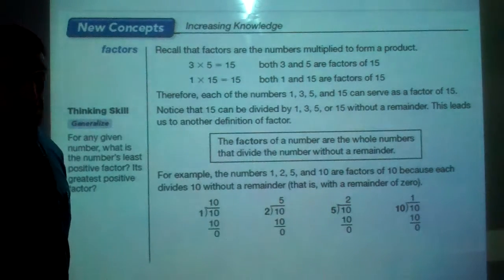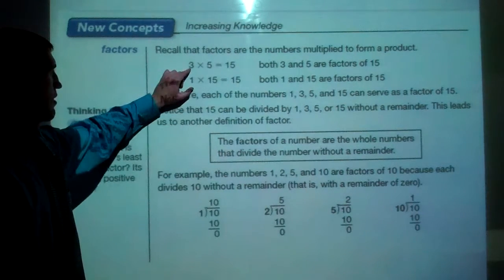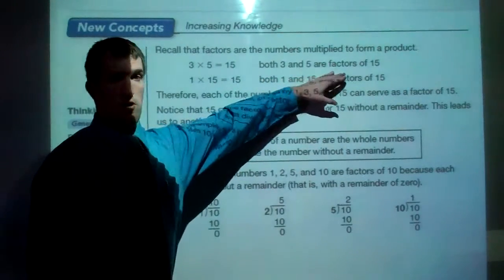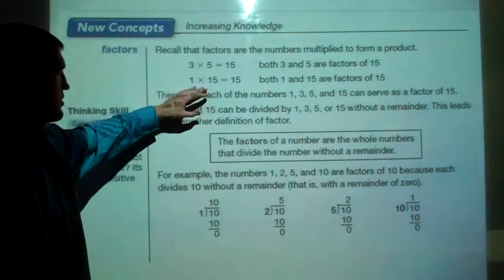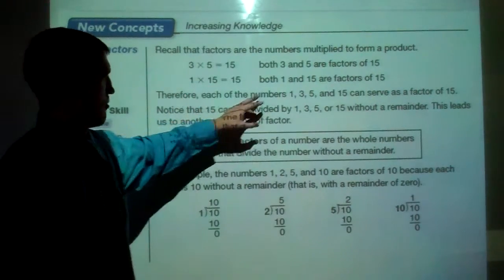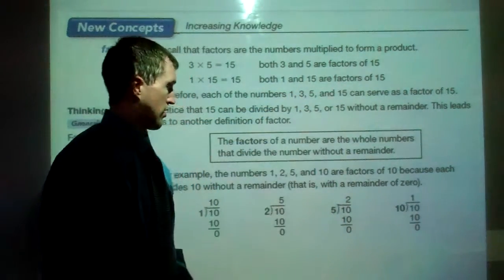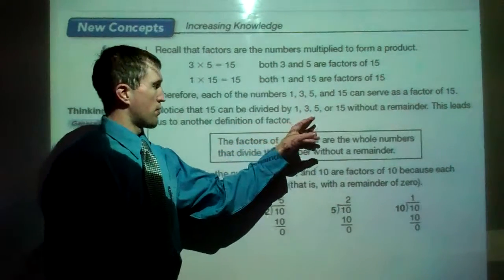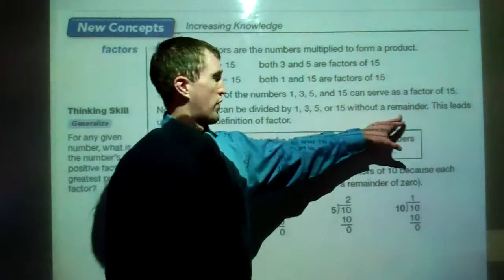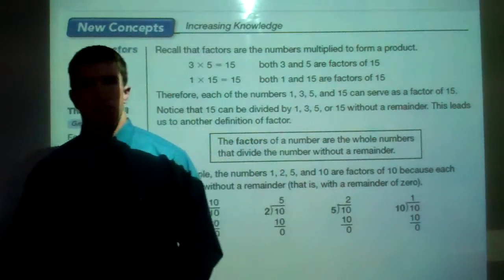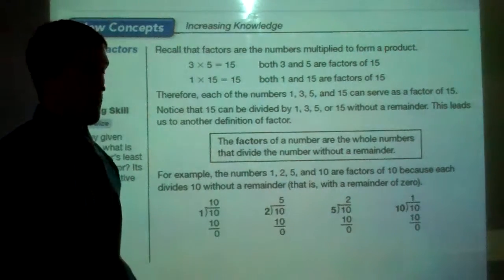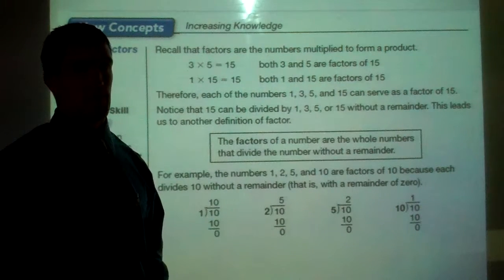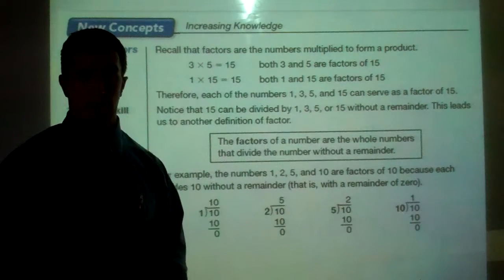So if we look at the number 15, for instance, we know that 3 times 5 equals 15. So we would say that both 3 and 5 are factors of 15. Same for 1 and 15. Both 1 and 15 are also factors of 15. So all the numbers that can divide 15 without a remainder are 1, 3, 5, and 15. Those are the factors that we're talking about. Obviously there are other numbers that will divide 15, but we'll get a decimal or some type of remainder with those numbers. So we're not talking about those today.